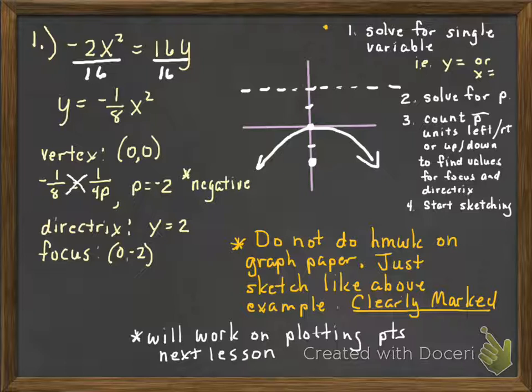It's clearly marked. And over here to the side, I tried to give y'all a few hints on how to solve these. Step 1, solve for the single variable, either y is equal to or x is equal to. Step 2, solve for p. And step 3, count p units left or right or up and down to find the values for the focus and the directrix, and you just start sketching.